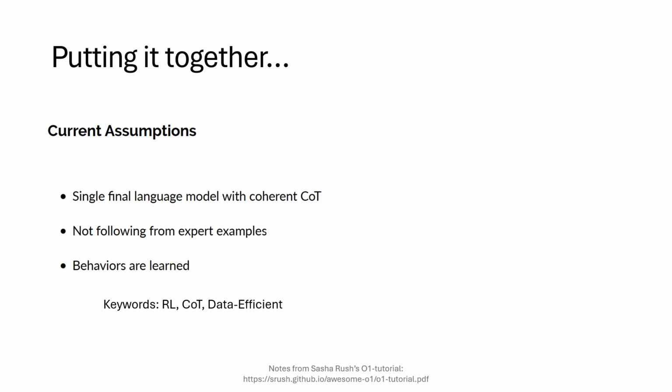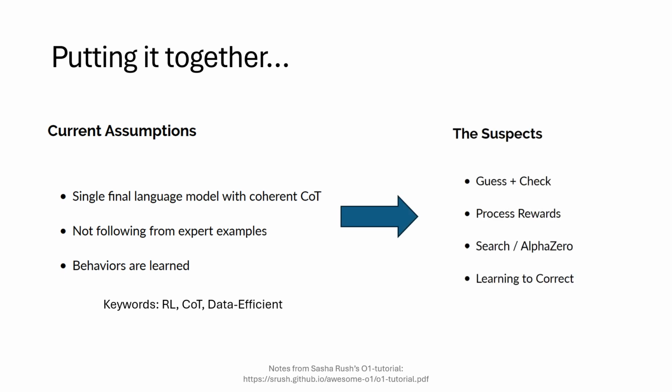And the keywords here are reinforcement learning, chain of thought, and potentially we will need to train the model in a data-efficient way. And this points to multiple hypotheses or speculations about how OpenAI O1 might be implemented. Again, these materials are from the O1 tutorial, and I would encourage the audience to check it out a bit.